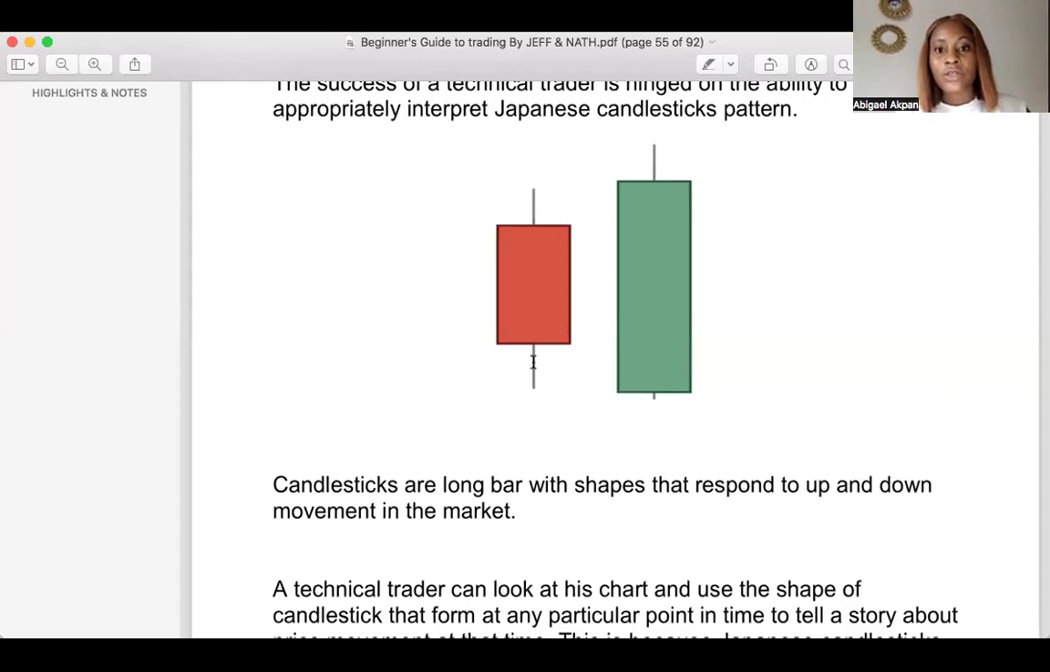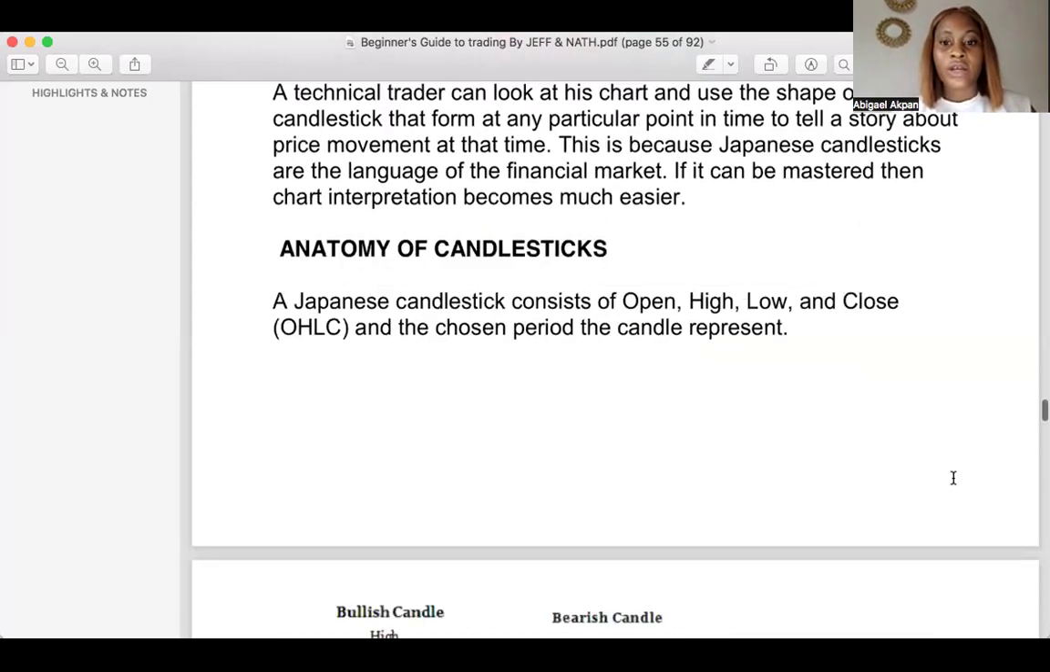These are called the wicks of the candle, wicks. Sometimes you see the wicks are very long with a tiny body, which is known as what? Doji, indecisive candlesticks. So let me go down and see if there are other types of candlesticks.